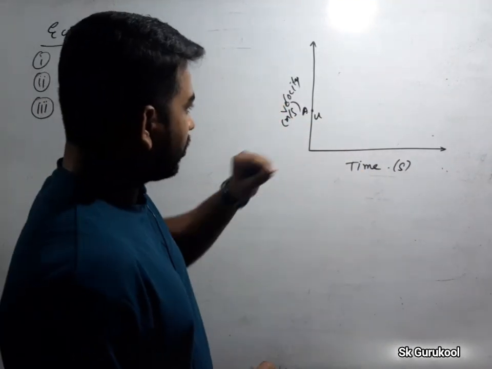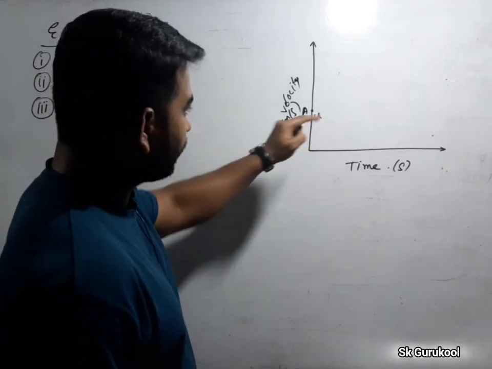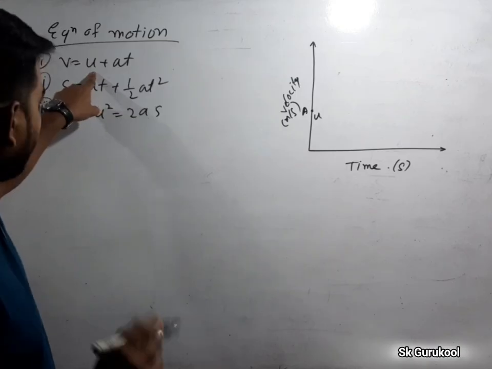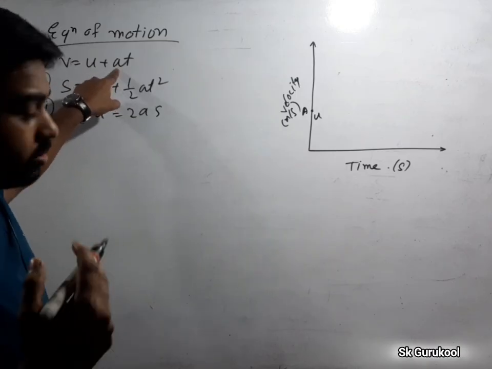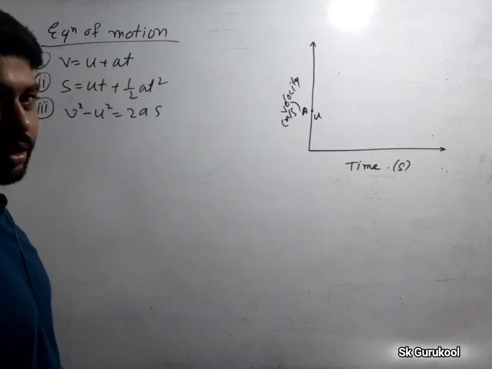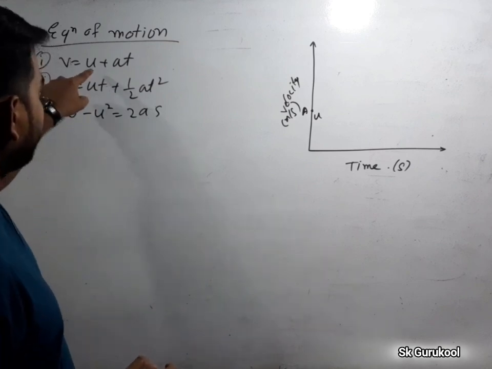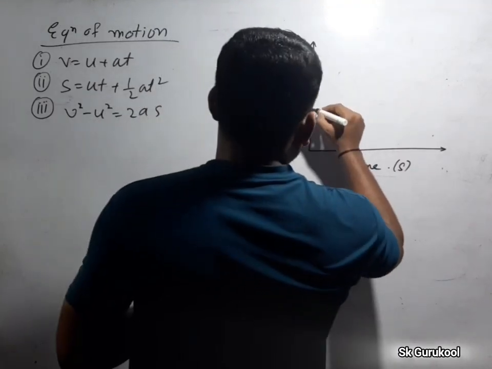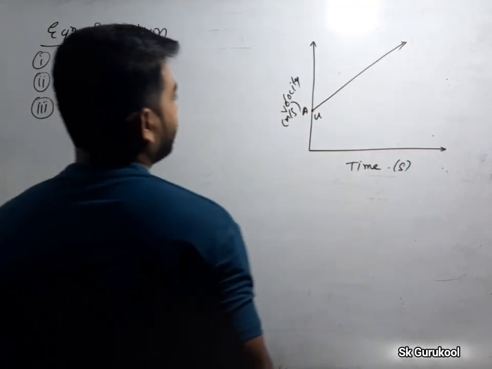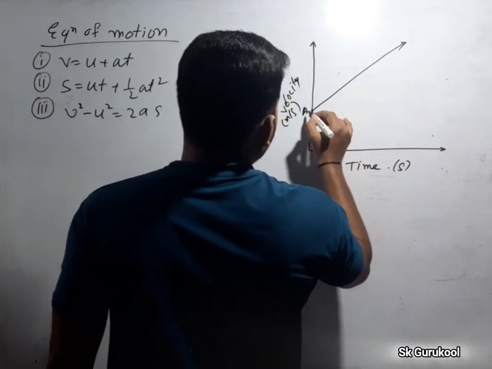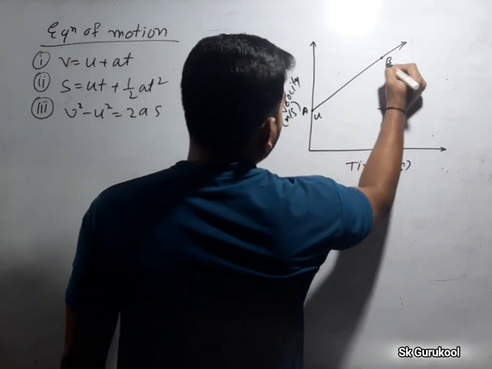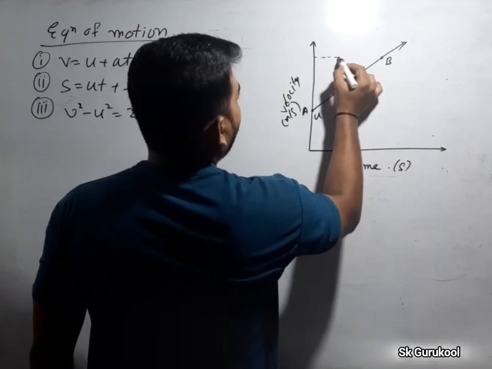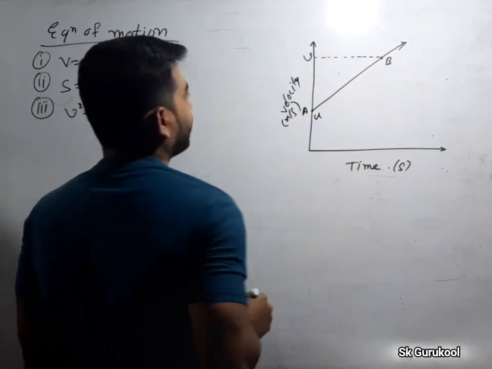Let us consider the initial velocity. Here v means final velocity, u means initial velocity of the object, a means acceleration, the uniform acceleration, and t means the time taken to change from u to v. Let this be point A and this point B, and at point B its velocity is v, okay.